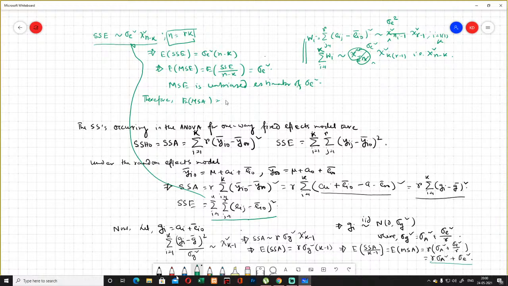So we write the expectation of MSA is equal to MSE plus R into sigma square. So this means MSA equals MSE if H naught, sigma square equal to 0, holds. Otherwise, it is strictly greater than the expectation of MSE when H naught is false.